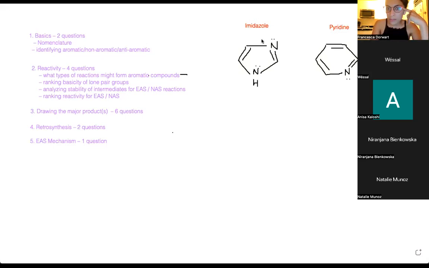So obviously one of these lone pairs is going to be very unavailable. Let's just say we have A, B, and C. Which of these lone pairs is very unavailable for basicity? Yeah, so the one that is very unavailable is going to be A. Why is A the least available for picking up a proton?